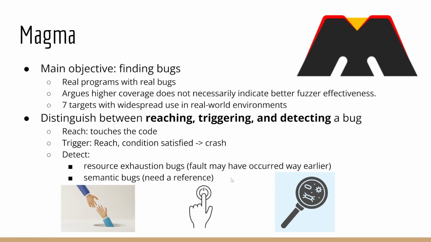Detecting is the interesting one though, such as a resource exhaustion bug. You get a crash, but technically the fault might not be at that time. It could have happened way earlier. And also semantic bugs, but those definitely need a reference, and those are extremely difficult to find.